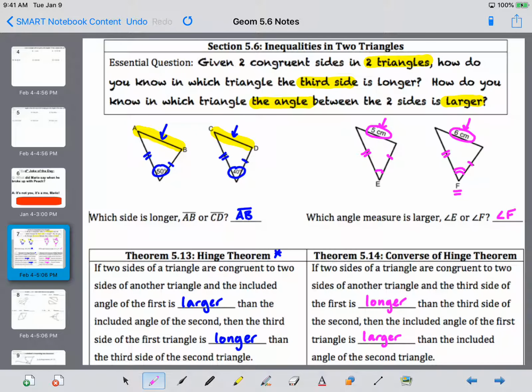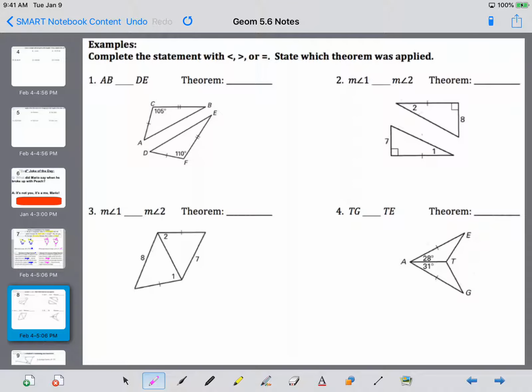And I think of this as if you have a hinge that's opening a bigger separation, then that angle has to be bigger. All right, so let's use that on some examples here. The first thing we're going to do is just figure out what to put in the blank. Is this going to be less than, greater than, or equal to?